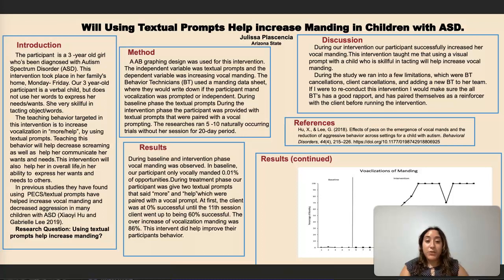So the data sheet the BTs used was a manding sheet. It was set up with the date, BT initials, session times, whether she vocalized and whether it was prompted, and a notes section for approximations. And the types of approximations we were accepting were like help, het, or more. At the beginning of baseline, she was not manding really at all. It was 0.01%, which is not really a lot of manding.